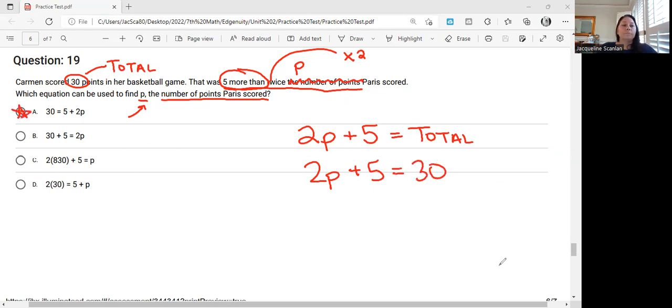That's A. Again, remember that the order doesn't matter. I can switch these. I can move the equal sign to the back side of the problem. I can switch my 5 and my 2P. The commutative property tells me that that's okay, that it doesn't matter the order that I add things in. Okay, so letter A and the equation I wrote are identical. You do not need to solve the equation. It just asks you to pick the equation.